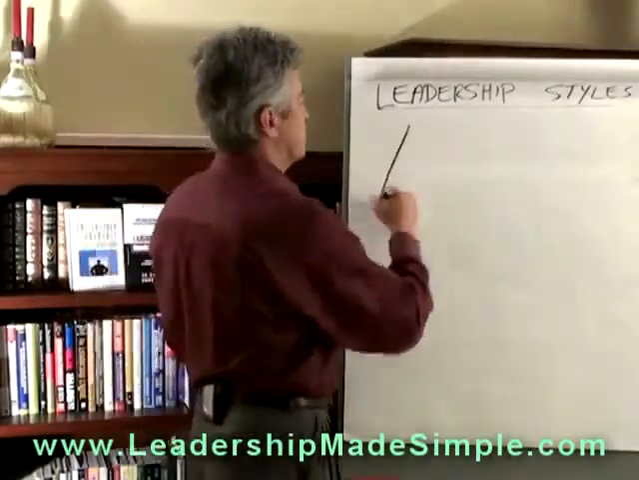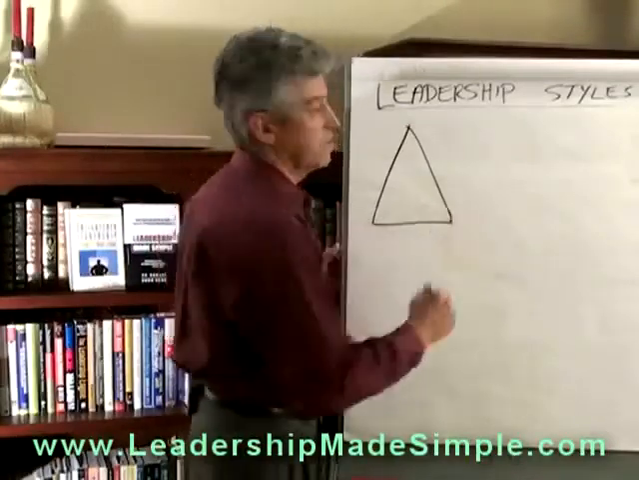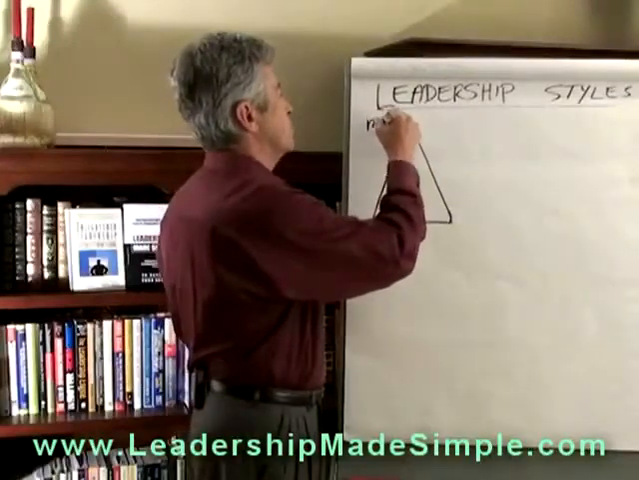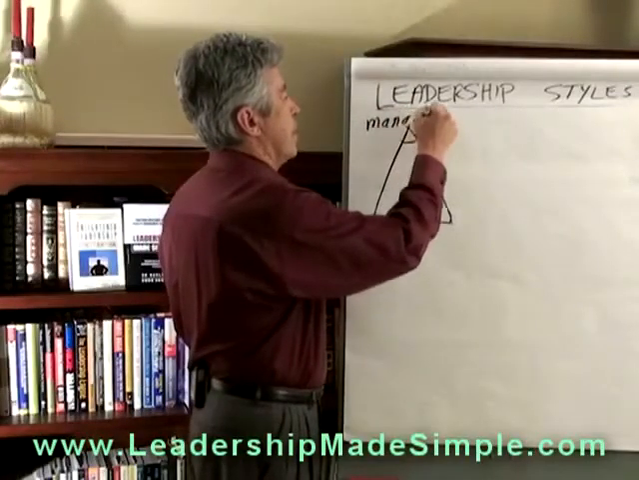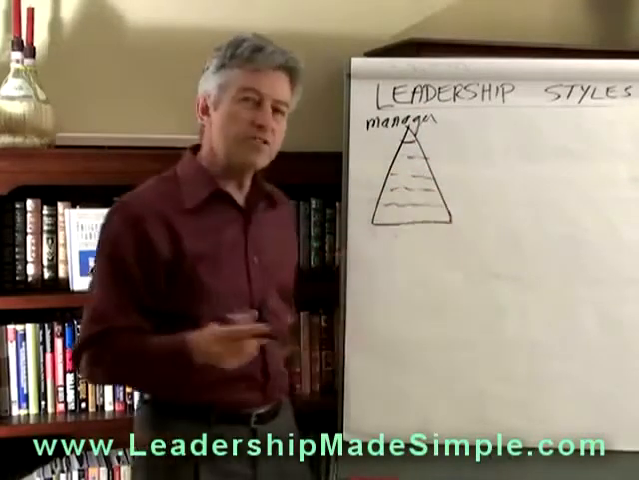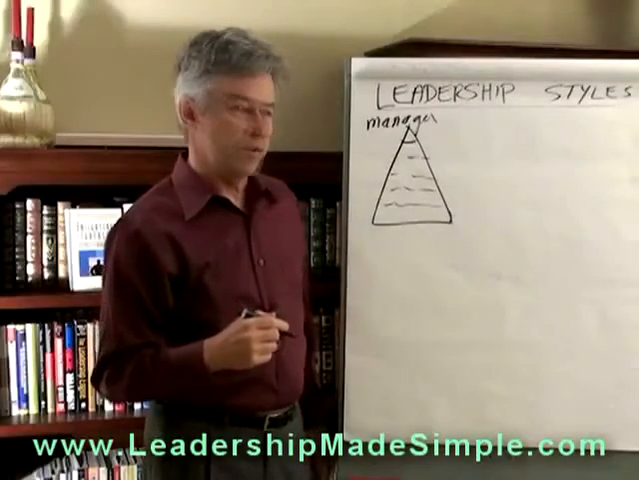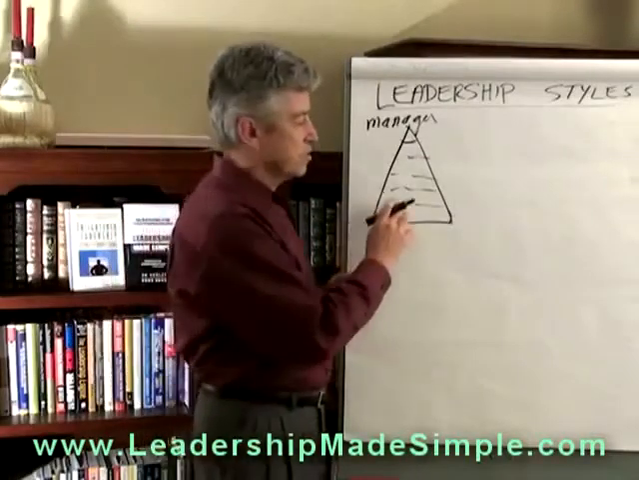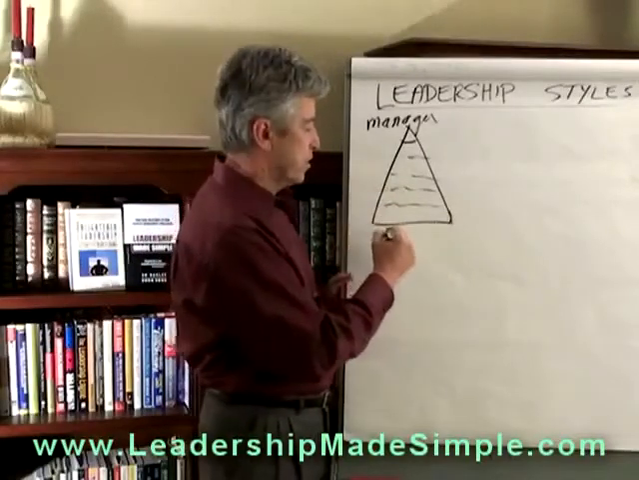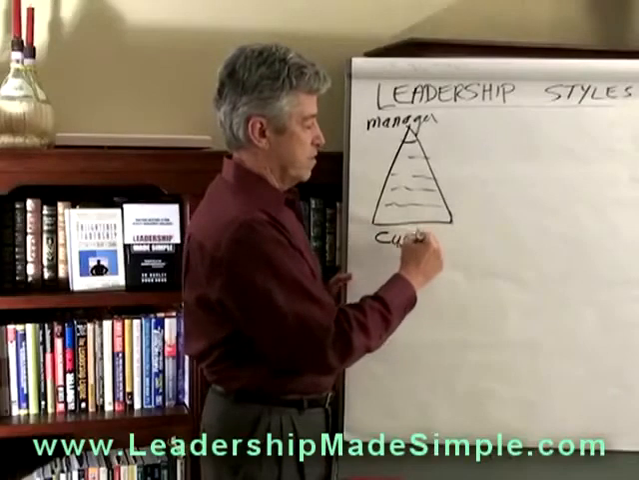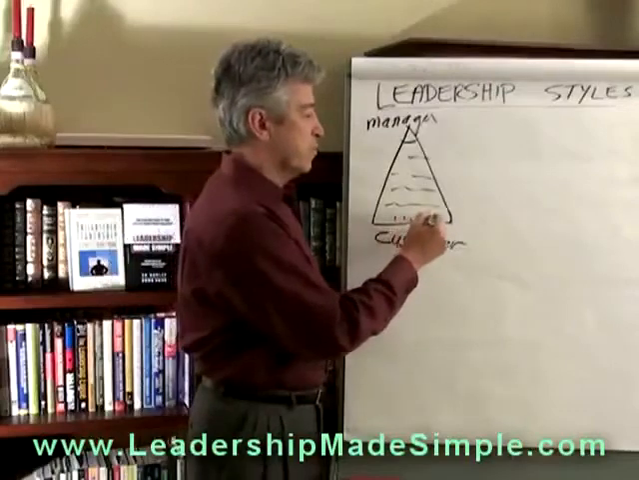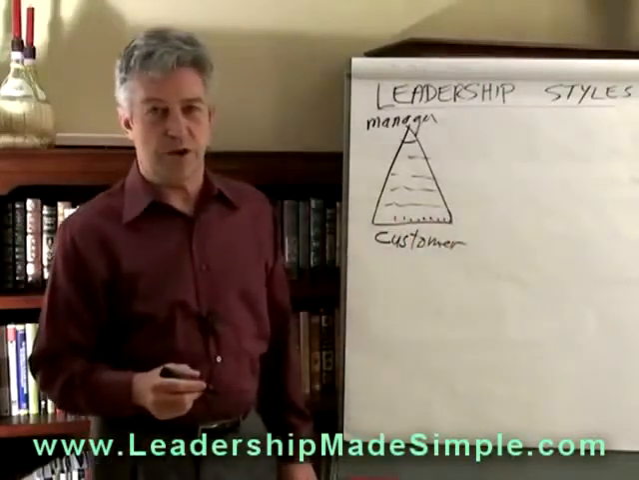The first one is the traditional pyramid model, with the manager at the top, we'll call that the manager, and layers of people down through the organization. And where is the customer in this model? Well, think about it. The customer is closest to those people down in the organization who are serving them. So I think it would be appropriate to put the customer there, because these are the people who are serving the customer directly.